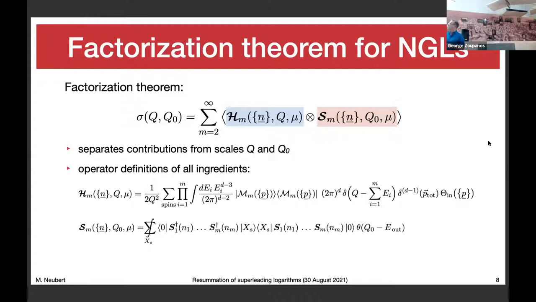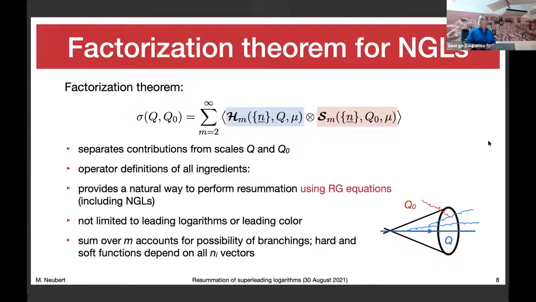The hard function depends on Q, the soft function on Q naught. These two objects are properly defined. We can write down quantum field theory formulas for them. And since it's a factorization theorem, it provides a very natural way to do the resummation by RG methods. What we showed is that we can solve these RG equations and we reproduce all these non-global logs, even though in the traditional way they follow from some integral equation. This formula is not limited to leading logarithms, and it's also not limited to the large NC approximation. So it's much more general.